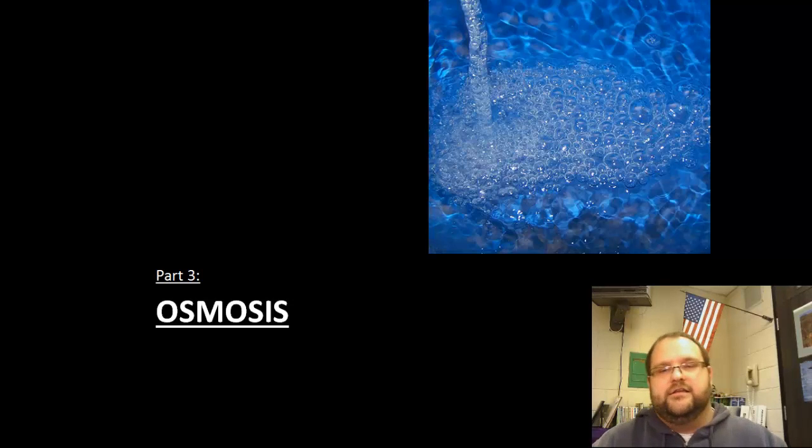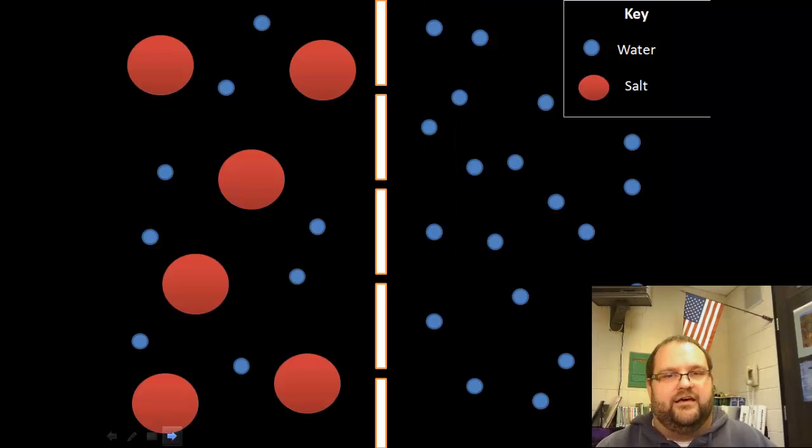So water moves in and out of cells just like other things move in and out of cells. But water, we give it its own name. We call it osmosis. And there's a couple of things that we need to remember when it comes to water. So that's what we're going to cover in this. Osmosis is the movement of water inside and out of cells.